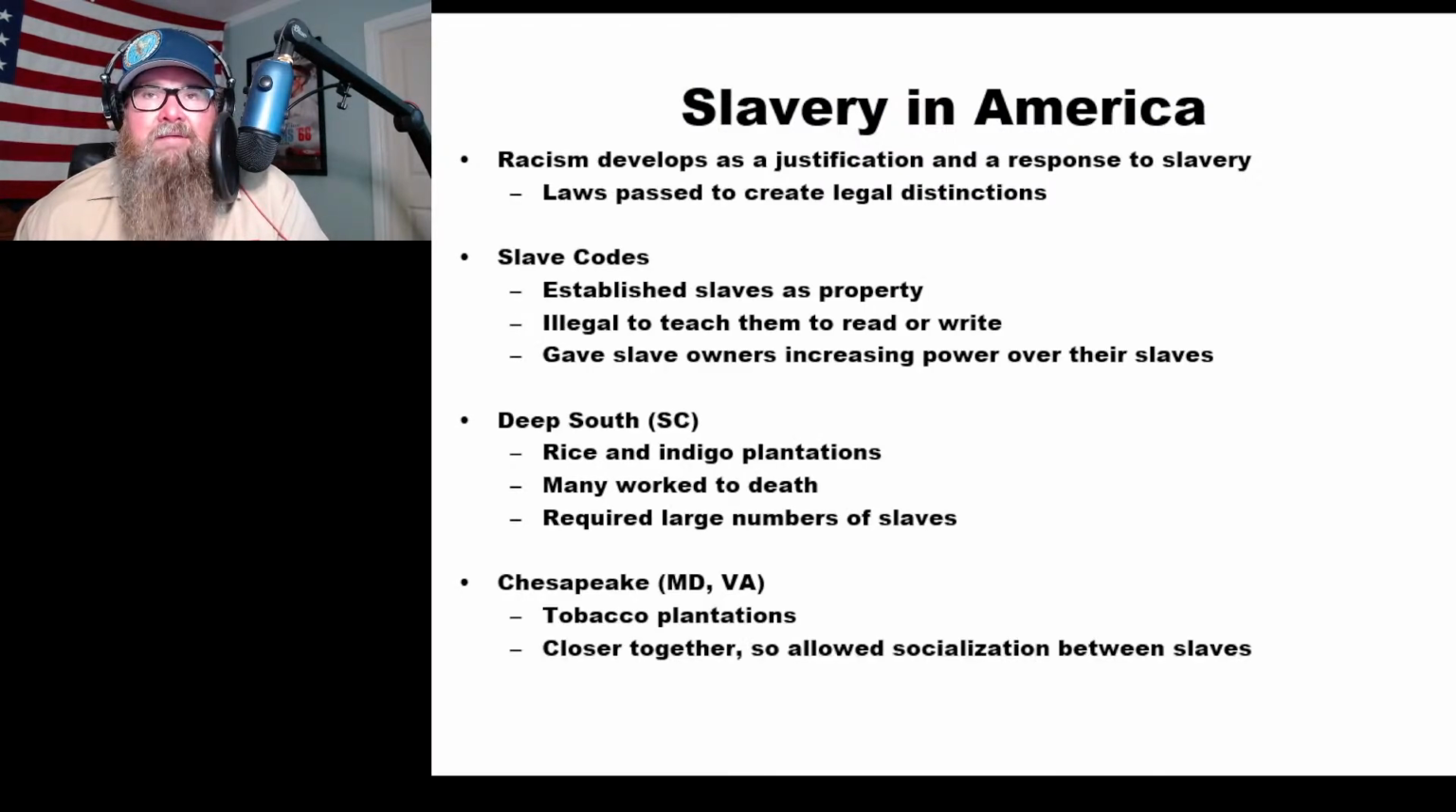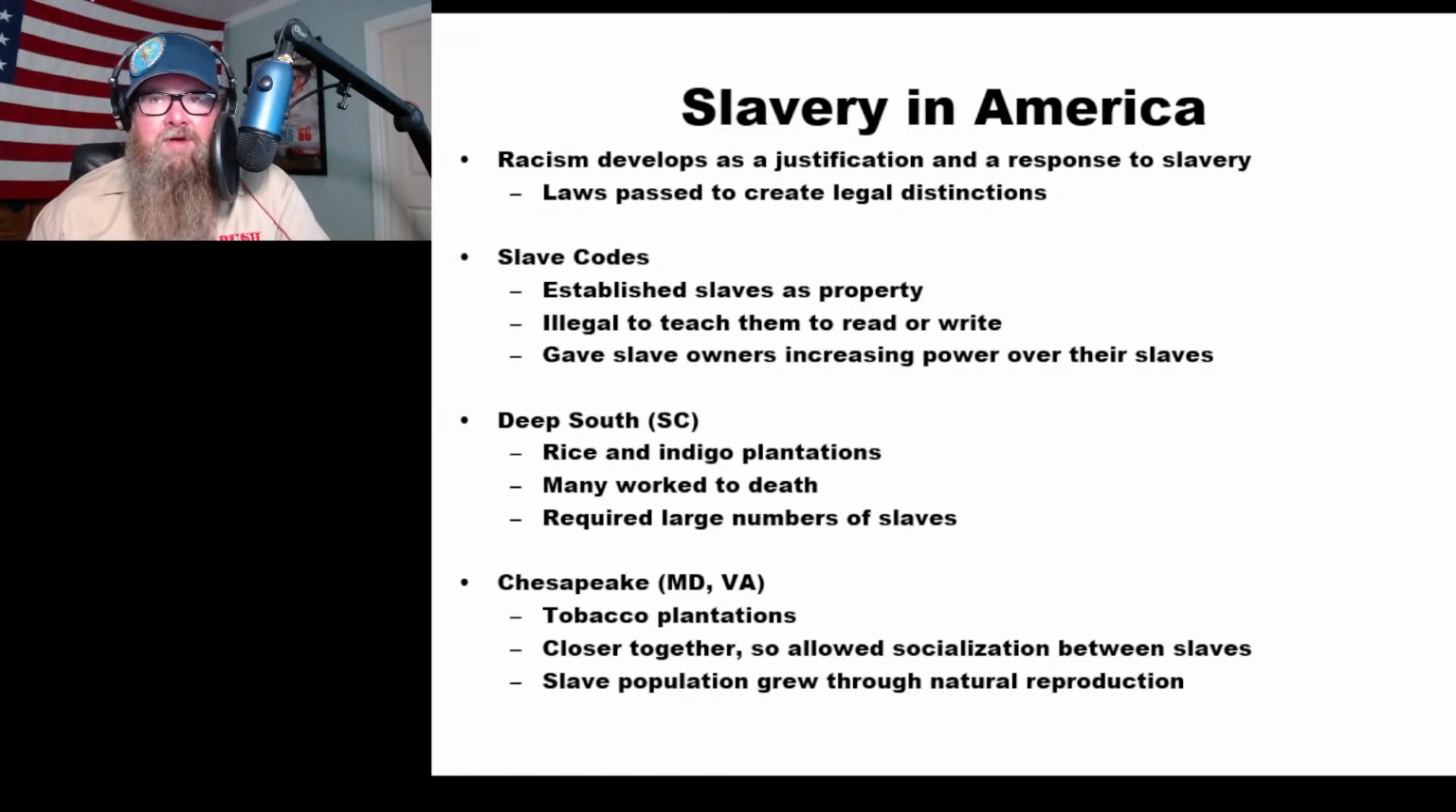Then we get slave codes, okay? Now, the slave codes are going to, like it says, establish the slaves as property. You can't teach them to read or write. This is all in response to slave revolts, or the threat of a slave revolt. That's their number one fear, a slave revolt on land. So they don't want them to read, so they can't pass things to each other and organize better, and it all gives them, like I put, a power over their slaves, right?